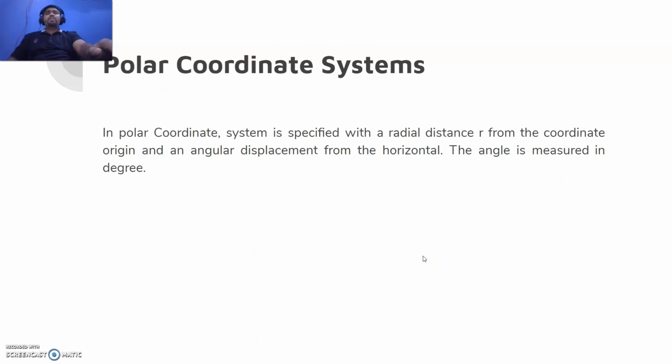So, what is a polar coordinate system? It is nothing but a different way of representing a Cartesian coordinate system. Here the distance from the origin is calculated. This is called the radial distance r, and the angular displacement from the horizontal axis, that is the x-axis, is calculated in degrees.